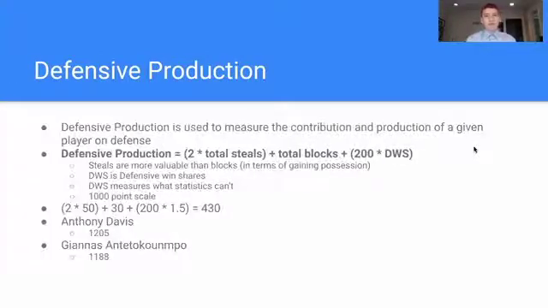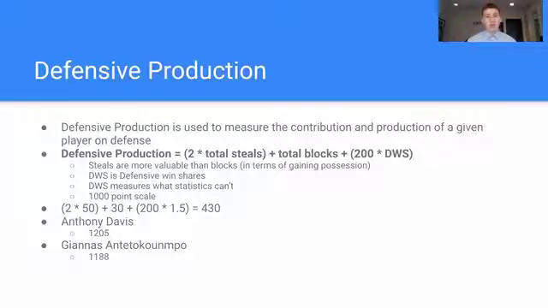On the other side of the ball, defensive production. Defensive production is used to measure the contribution and production of a given player on defense. Defensive production is equal to 2 times total steals plus total blocks plus 200 times DWS, or defensive win shares. We'll come back to defensive win shares in a moment. As you can see, steals are more valuable than blocks. This is because a steal always results in the gaining of possession for your team, while a block does not.